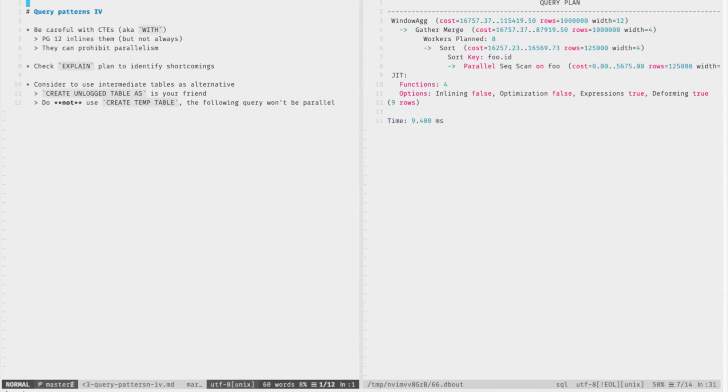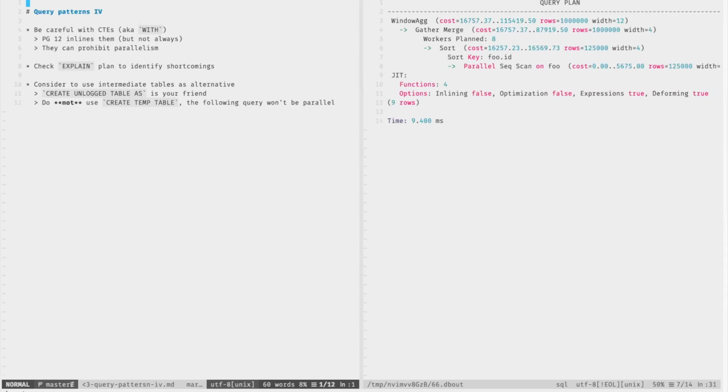CTEs are now inline since Postgres 12. What does that mean? Before Postgres 12, they were not. And this was a parallelism prohibitor. So most of the cases which used the CTE in Postgres 11, they hardly saw any parallelism except within the CTE itself, but everything else that used it was not parallel. Now with Postgres 12, that changed, obviously, and here we get parallelism again.